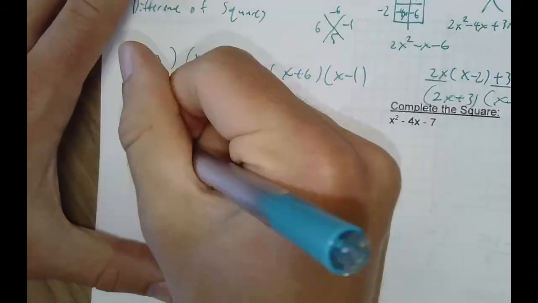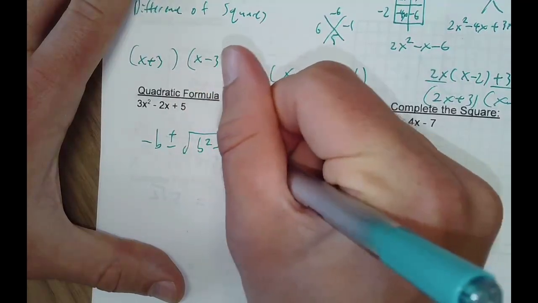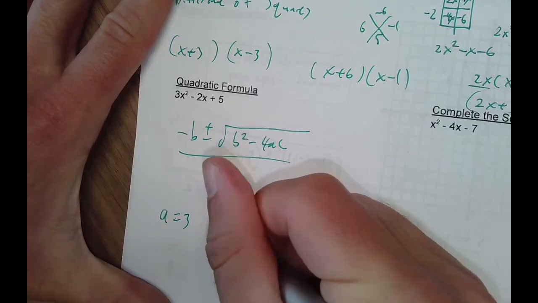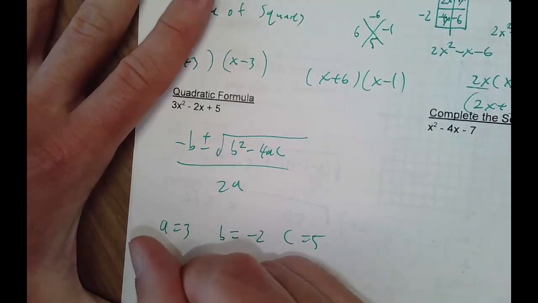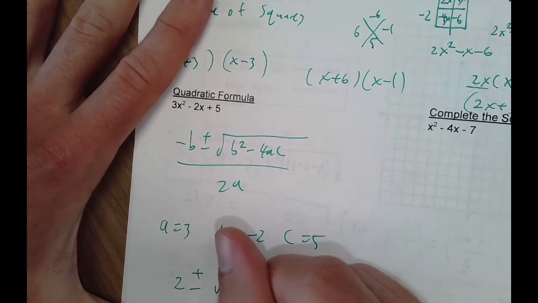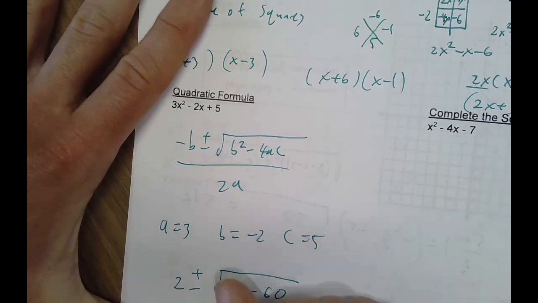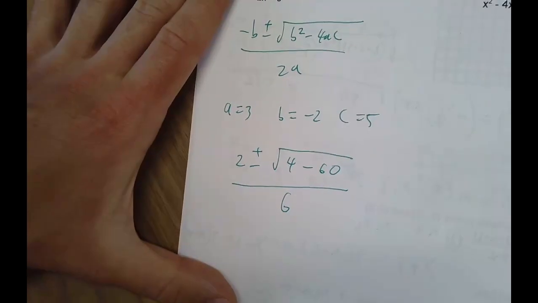Okay, quadratic formula and complete the square. Quadratic formula: negative b plus or minus the square root of b squared minus 4ac over 2a. You identify a is 3, b is negative 2, c is 5. We plug it in. 2 plus or minus the square root of 4 minus 60 over 6. Scroll down here a little bit. Sorry about that. So here's the problem.